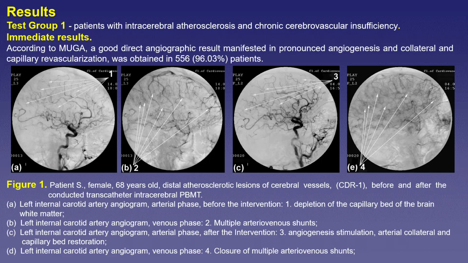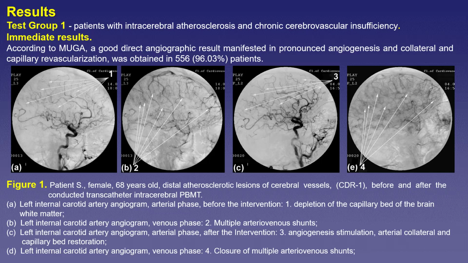If you look at the figure, it describes a female, 68 years old, with distal atherosclerotic lesions of cerebral vessels, and it shows before and after the treatment. So in figure A, you can see left internal carotid artery angiogram, arterial phase, before the intervention, which shows depletion of the capillary bed of the brain white matter. In figure B, you see left internal carotid artery angiogram, venous phase, with multiple arteriovenous shunts. It's also before the treatment.